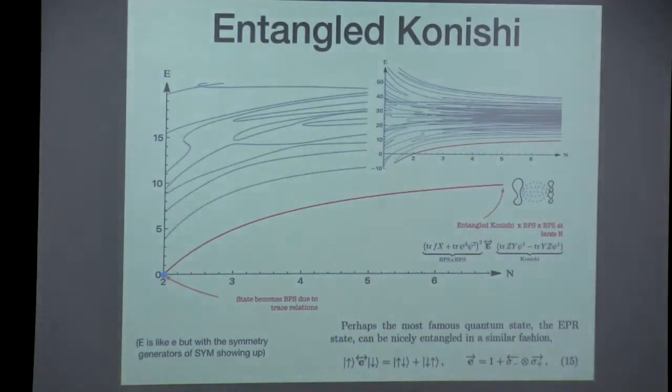That's a good question. We don't know. For example, the next black hole, what will it be? Will it be Konishi entangled with three gravitons? This is like a three cubic state.